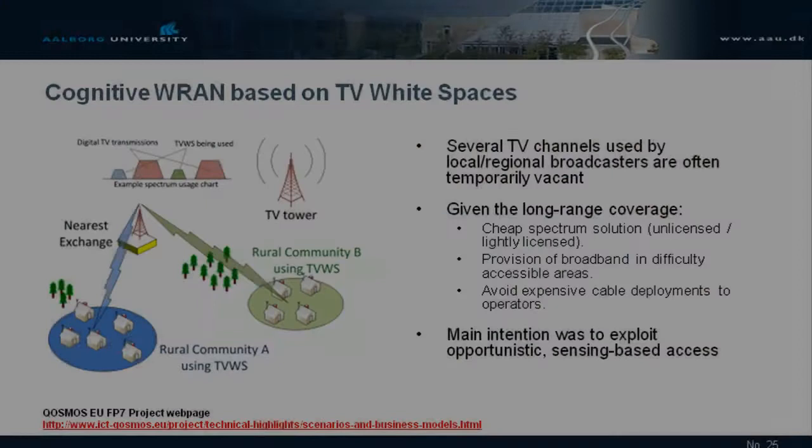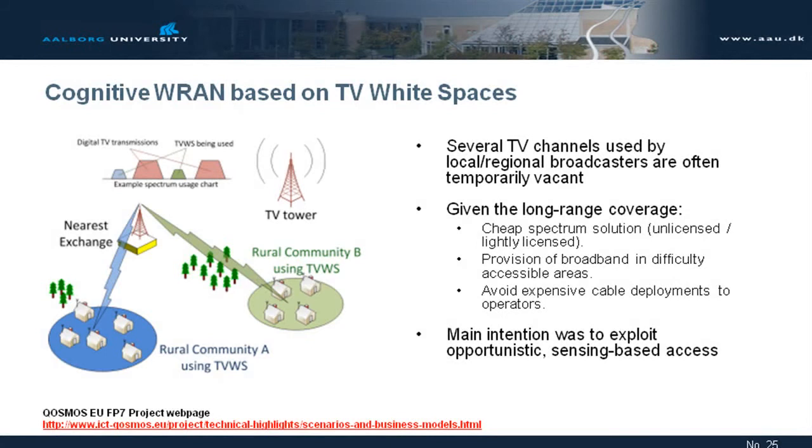So what they decided to do was to say, okay, we have this opportunity. The TV channels have extremely good coverage, and they are not used, either because they were allocated 20 years ago and now there is cable, or because some local or regional broadcasters do not use the channel all the time. The small TV stations have, I don't know, 6, 8, 12 hours of transmission a day. So they said, okay, let's try to transmit.